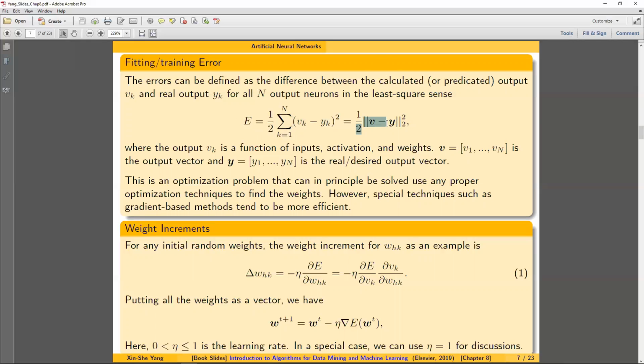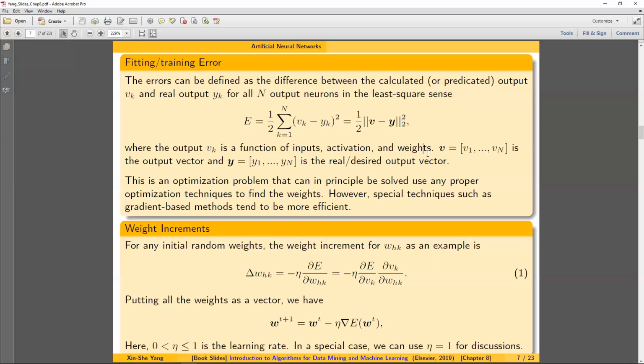Of course, you can use the L2 norm to represent this as well. And then you can see that if we are going to minimize this error term, again, it's an optimization problem. You can use any proper optimization technique to find the corresponding weight. However, special techniques such as gradient-based methods tend to be more efficient. That's the reason that if you go back to chapter 2, chapter 3, we did discuss gradient-based methods.